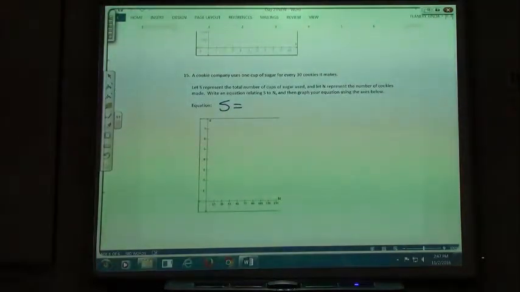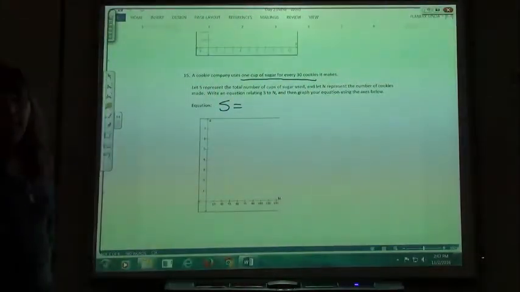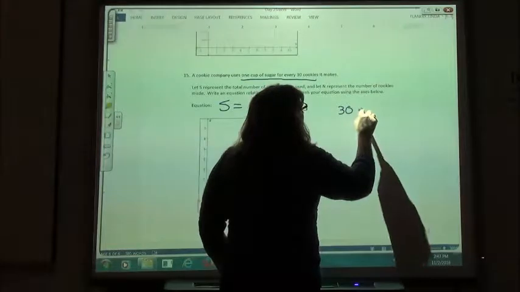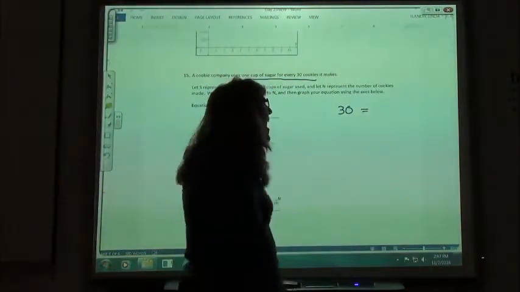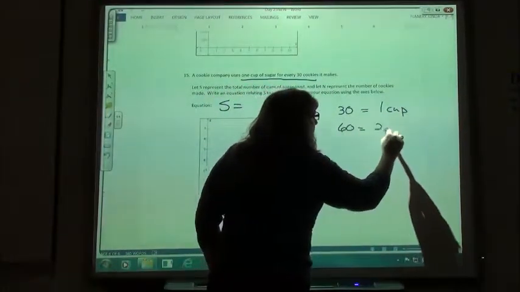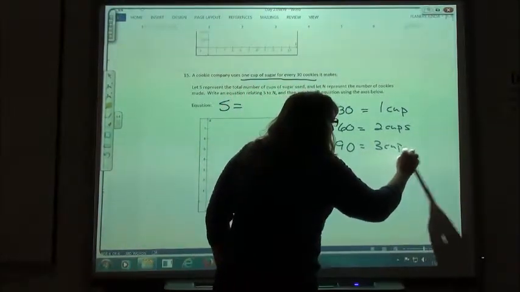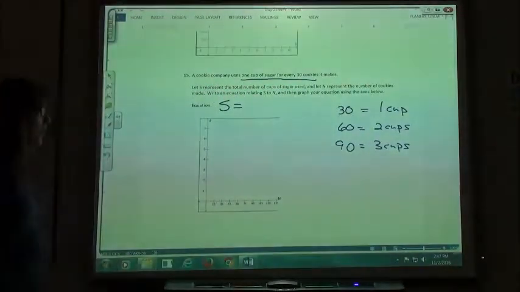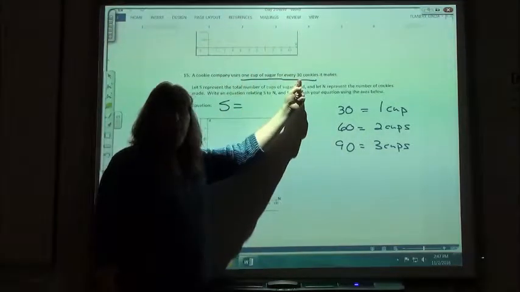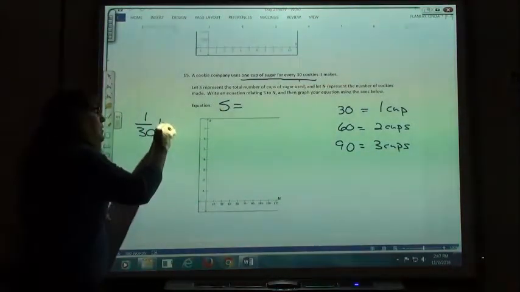The tricky part here, the cookie company uses 1 cup of sugar for every 30 cookies it makes. So if we think about it a little bit, if I had 30 cookies, I would use 1 cup of sugar. If I made 60 cookies, I would use 2 cups. If I made 90 cookies, I'm going to do 3 cups, and so forth. When it says that I'm using 1 cup of sugar for every 30 cookies, I'm doing 1 out of 30. 1 out of 30 times N.